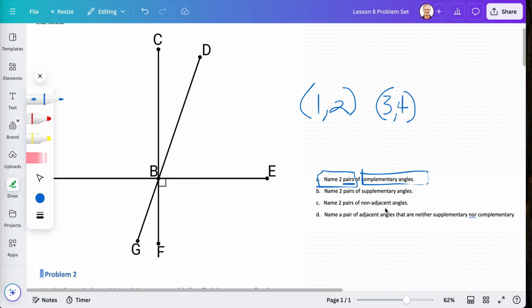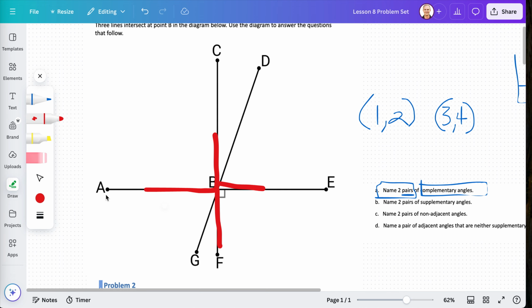If you have done the vocabulary worksheet, you know that complementary angles add up to a 90-degree angle. So we need two angles that add, or we need four angles that add up to two 90-degree angles. Well, here is one, and here is one. So now, how do we name angles?